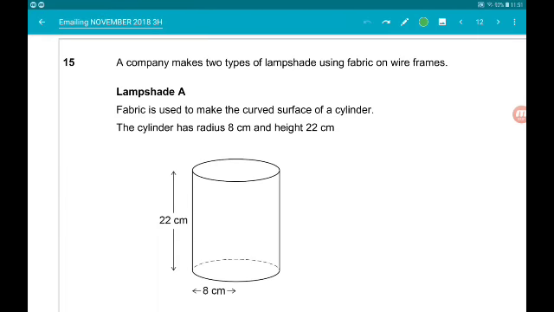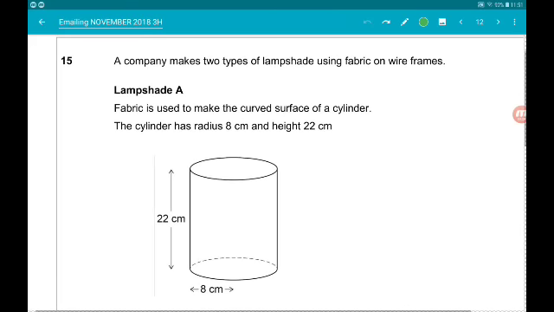Okay, question 15. Now I told my minions when we were going through this question together I couldn't wait to have to explain this in a video, and now here we are. Good times. Alright, 5 marks, and you know, it's going to be good fun when a question takes up 2 pages. So, a company makes 2 types of lampshade using fabric on wire frames.